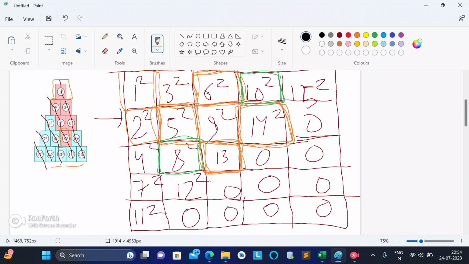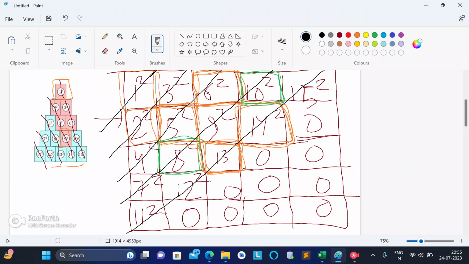And another thing observable in this question is that in this grid, if we traverse diagonally, first we will traverse 1, then we will see 2 and 3, then we will see 4, 5 and 6, then we will see 7, 8, 9, 10, then we will see 11, 12, 13, 14, 15. We can see that they are arranged in a diagonal manner. This diagonal manner is helpful for us in actually making the grid.